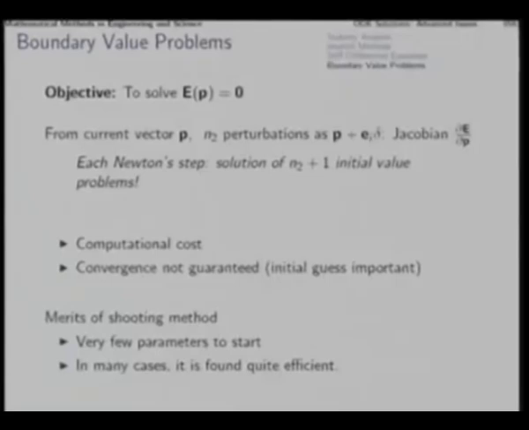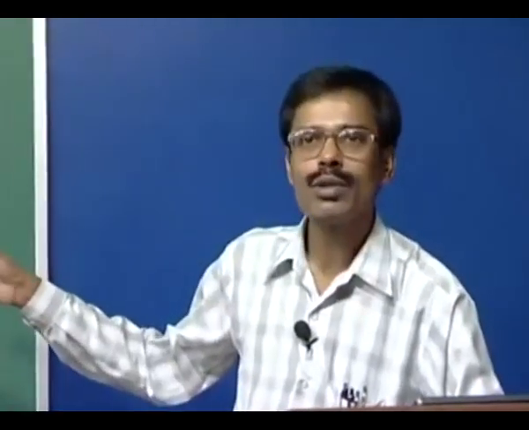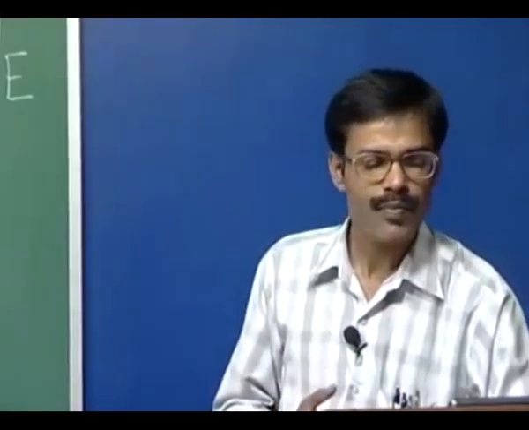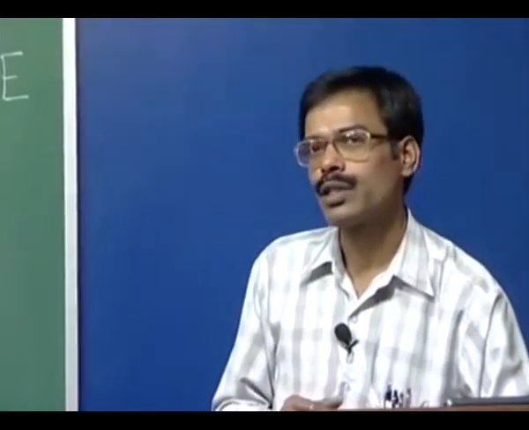So, shooting method: this method has the advantage that it requires very few parameters to start with, only n2 variables we have to select and then we can start shooting. On the other hand, the disadvantage is that there is no guarantee of convergence, and the working of the method is very sensitive to the initial guess. That means initial guess becomes very important.